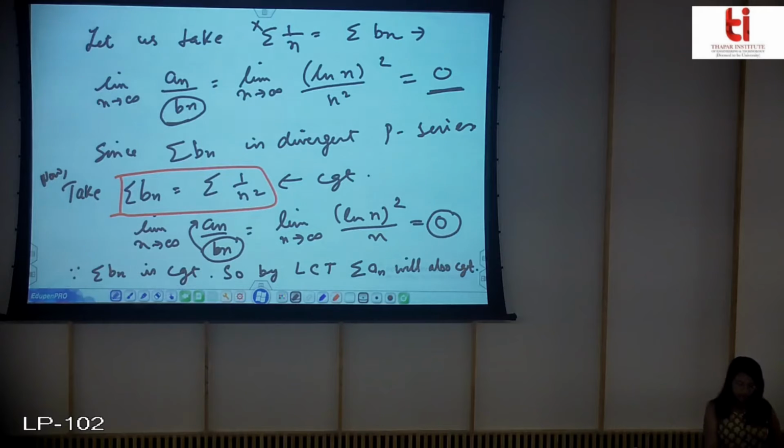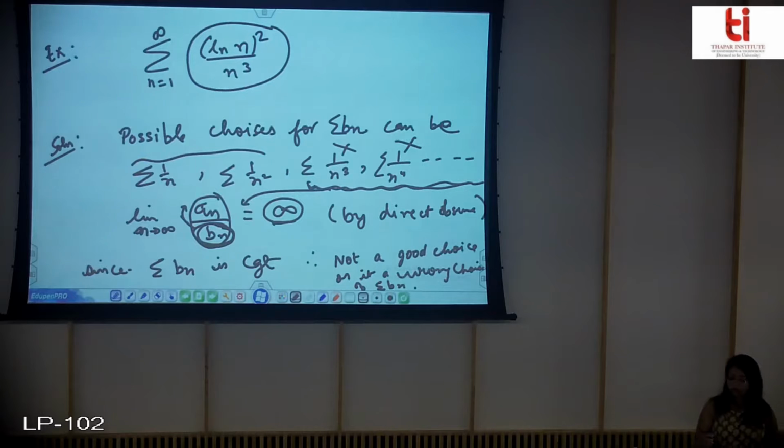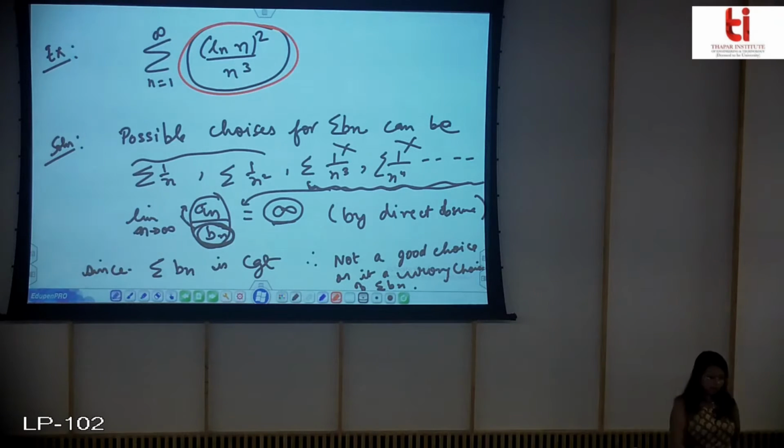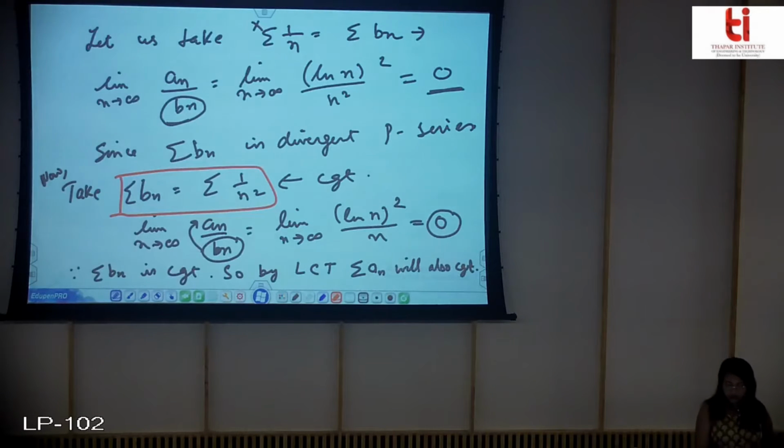Okay, so now what we can do is that you have taken so many choices of Bn and then you get the valid result. So you can also solve this particular problem by the direct comparison theorem also. So let's see how it works.